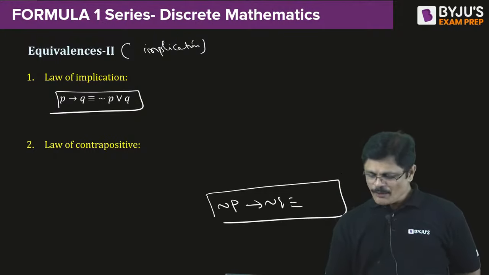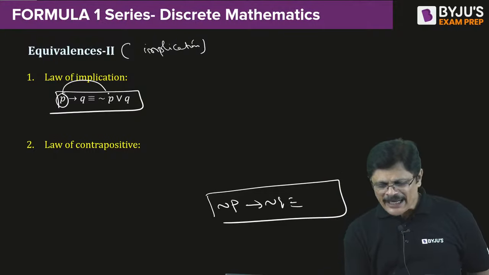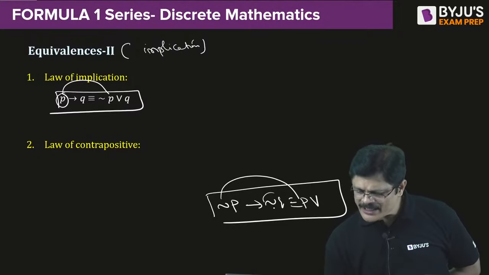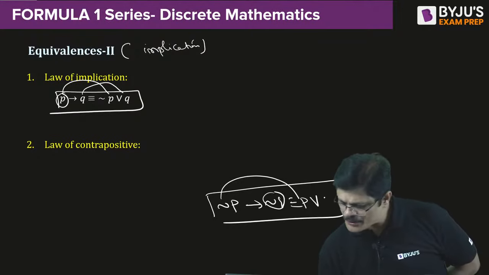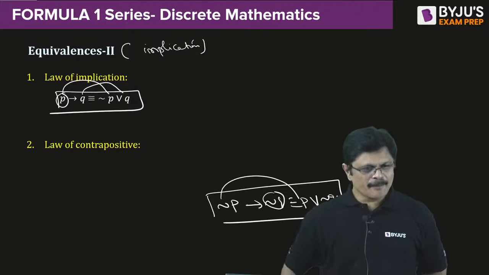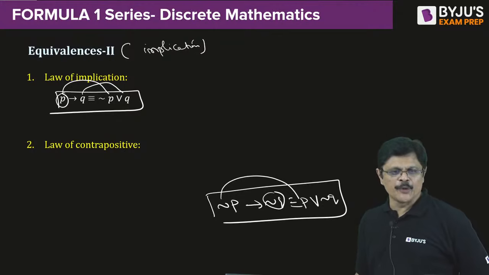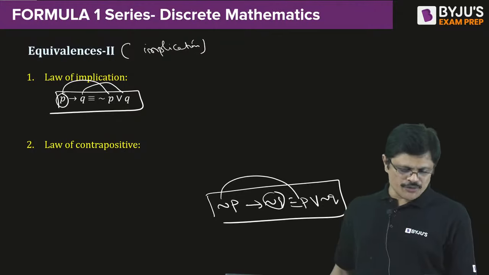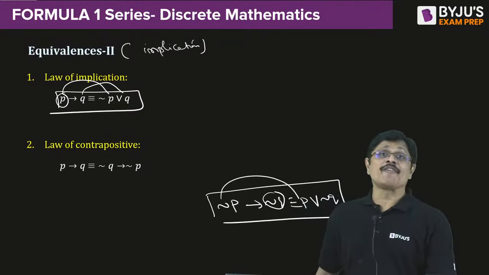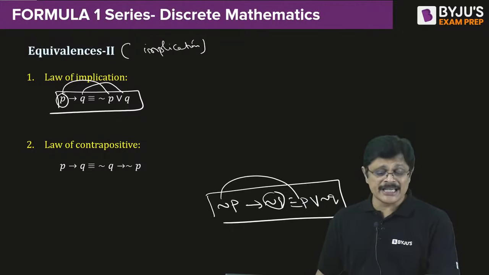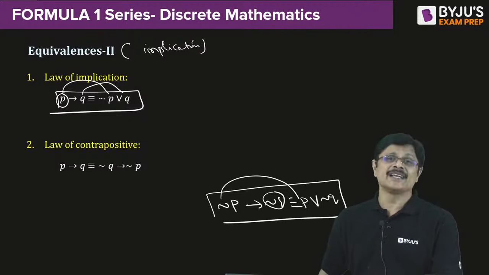Very good. So what is happening? The P part is negated, so you get this. The implication changes to OR, and this part stays as it is. So you get P OR negation Q. Very good. And next comes the law of contrapositive. The law of contrapositive says P implies Q is equivalent to negation Q implies negation P.